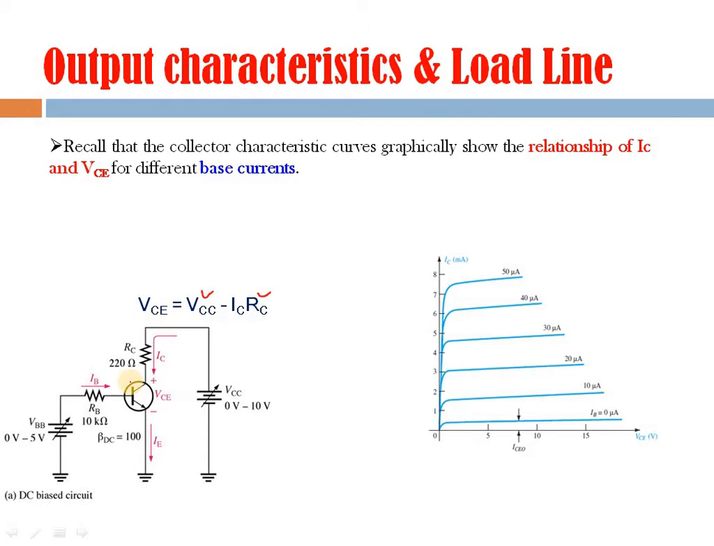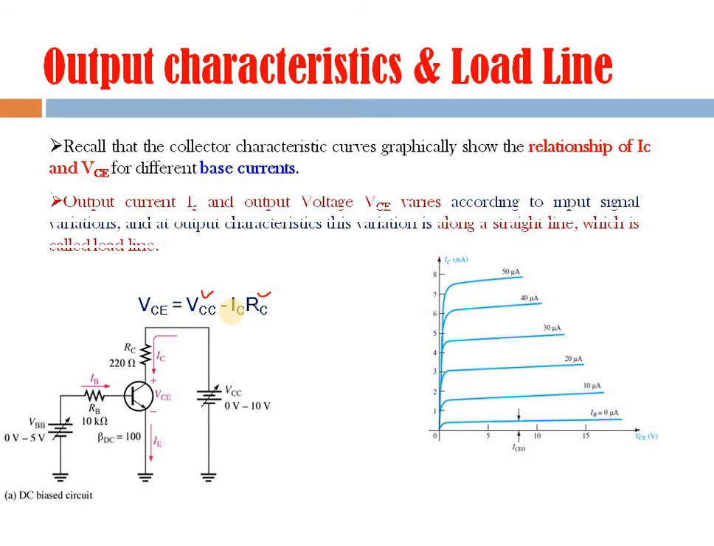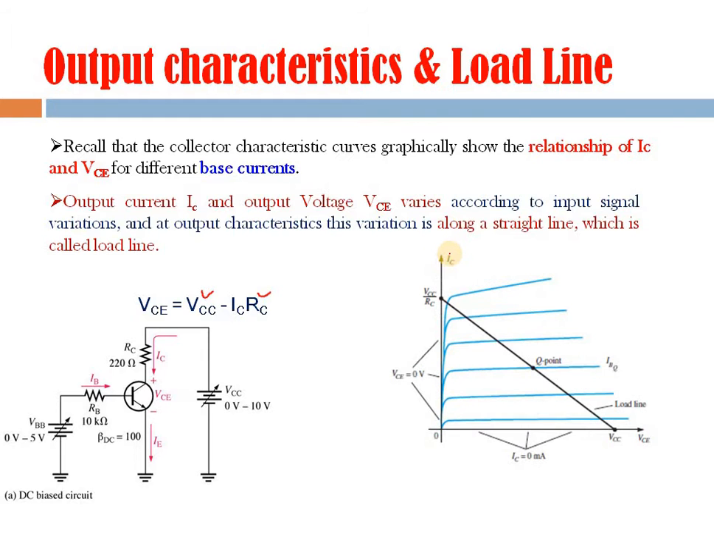It means if there are variations in the input signal, any variation in the output voltage and output current will be in the form of a straight line, and that straight line is known as the load line. So according to input signal variation and the output characteristics, this variation is along a straight line, and this straight line is something like this. This is the load line. So the output voltage VCE and IC always vary along this line.